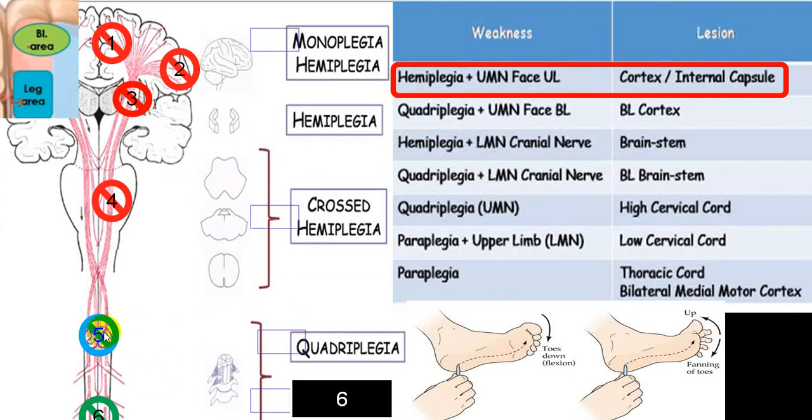But if it is above C5, quadriplegia, if it is complete transection, and if it is below C5, no, it should be paraplegia, should be below T1 level. Sorry, this is not mentioned here. It is showing you here, that is paraplegia. Sorry, something wrong. So paraplegia with upper limb involved. Where is the lesion? You will have to put that together.